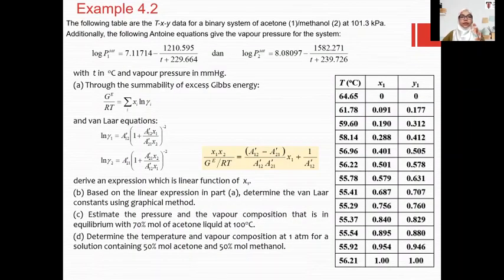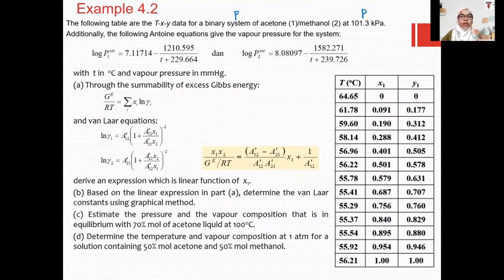Okay, let's refer to the example. The following table is the TSY data, so we need to define the P, right? We have two components, acetone and methanol. P is given. Additionally, we have the Antoine equation, so we can obtain the value of saturation pressure because the temperature is given.